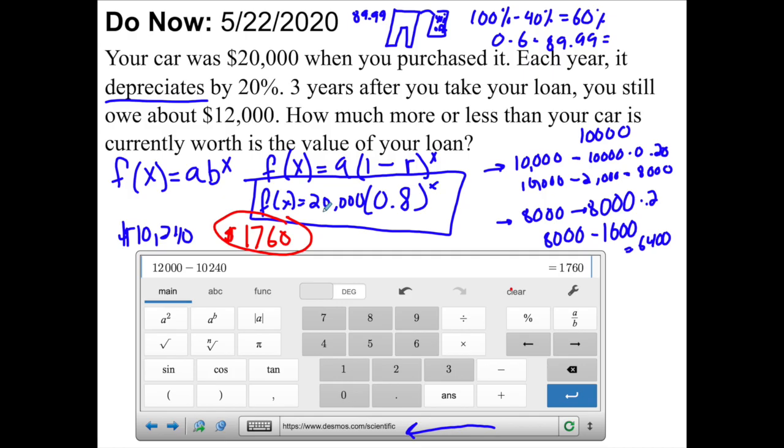Hopefully you're able to get this right. If so, congratulations. If not, try to figure out where you might have gone wrong. Today we're going to make sure we take a look at whatever's on the Google Doc and follow it from there. Make sure you're keeping up with everything that we're doing.